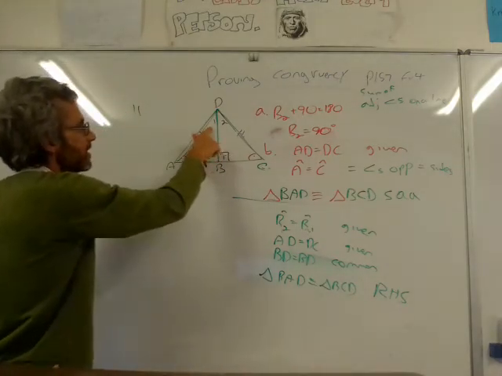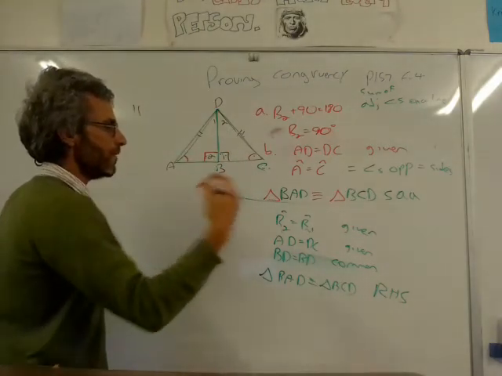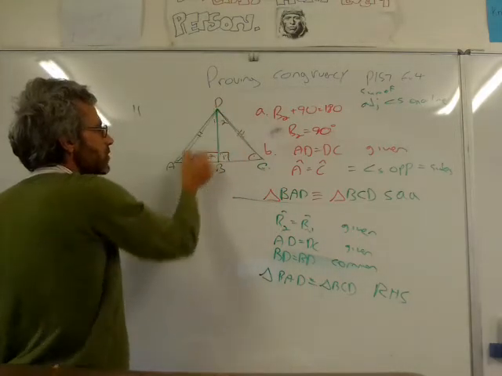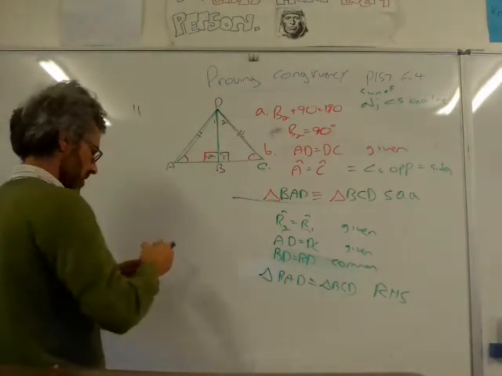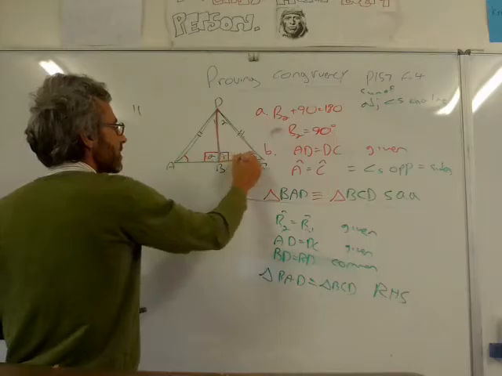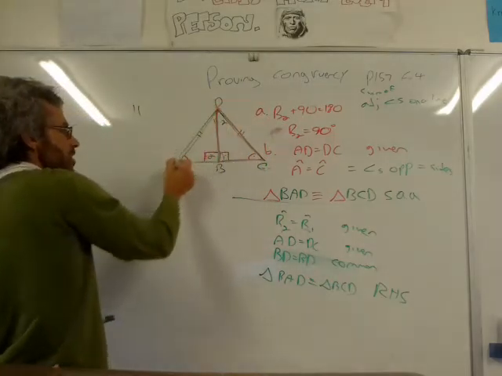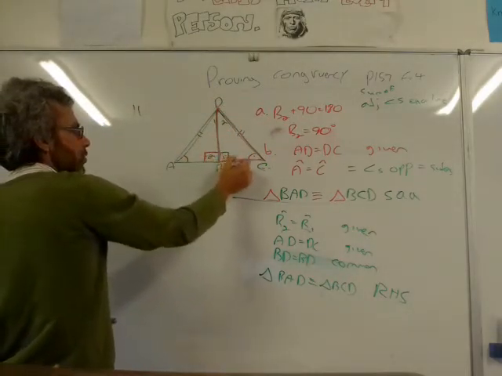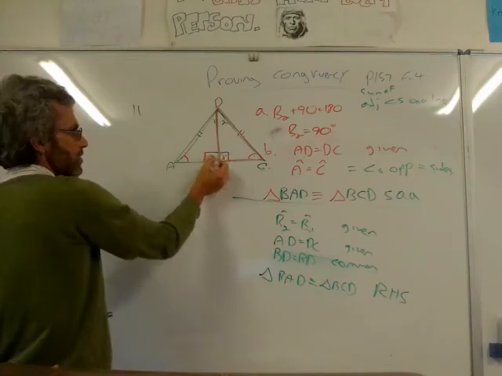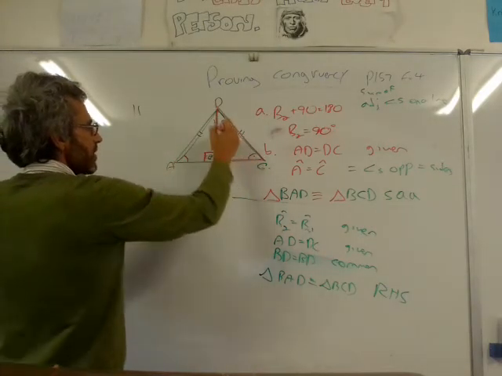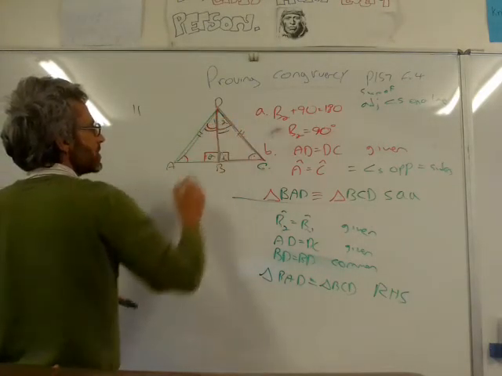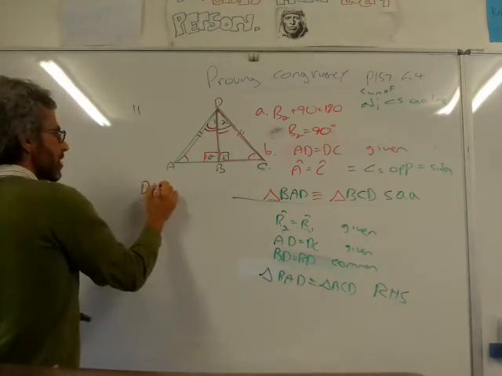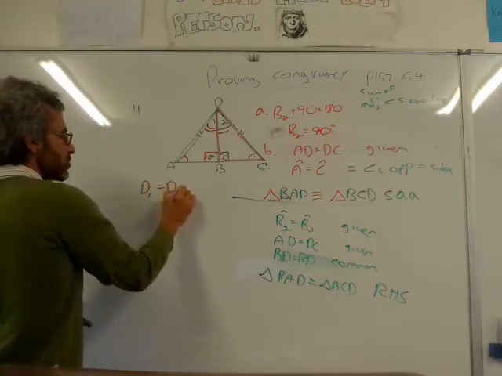Now, how can I tell that D1 is equal to D2? Very simply, because these two triangles now are congruent. I'll give that a red. So the green triangle is congruent to the red triangle. That means those two angles are the same. Those two angles are the same. But it also means that D1 is equal to D2. So we're going to write D1 equal to D2.